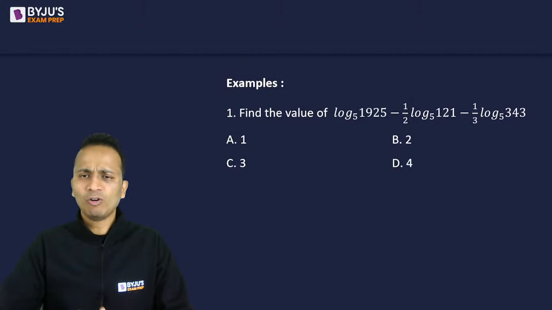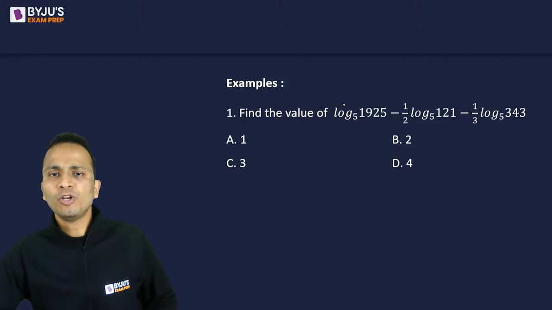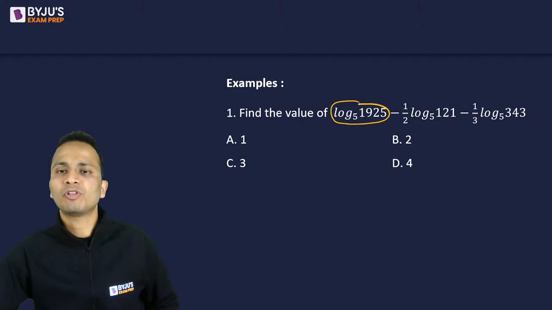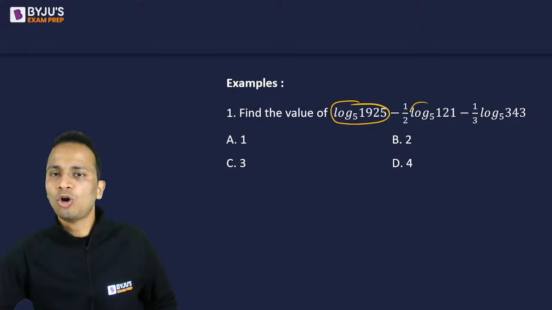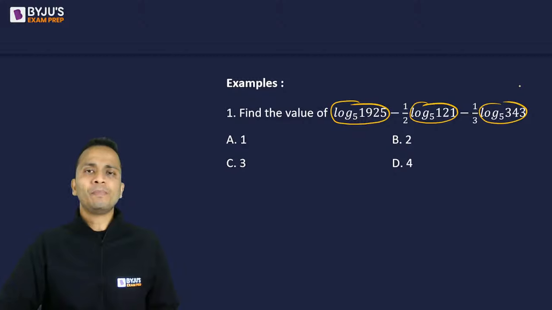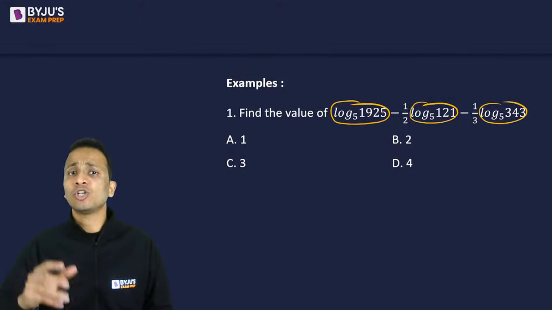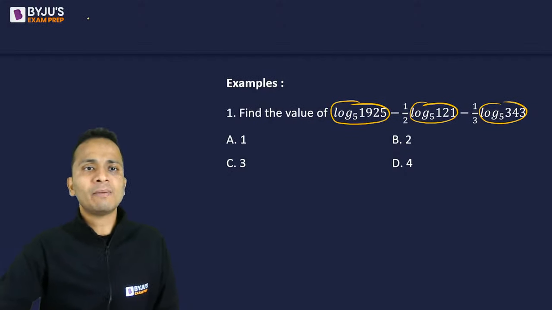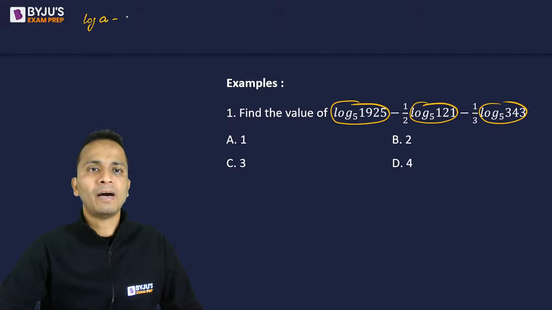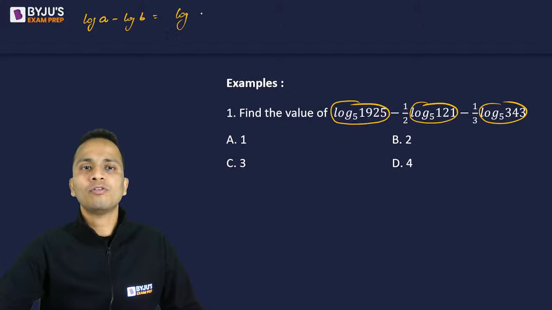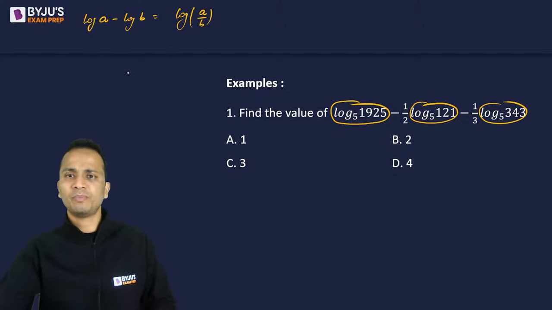Okay, let's have a look at it step by step. Now, first of all, you have log of something minus log of something minus log of something. So I can use the property log a minus log b, which is written as log a upon b. So in this case, I'm going to use first of all this property, log of a minus log of b, which can be written as log of a upon b. All right, this is the first property.